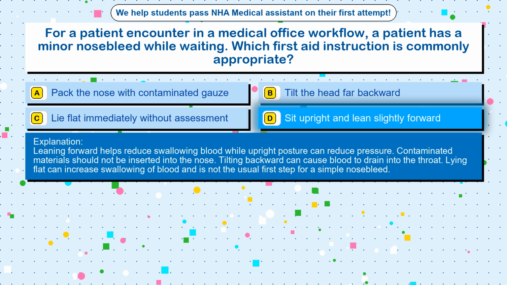Leaning forward helps reduce swallowing blood while upright posture can reduce pressure. Contaminated materials should not be inserted into the nose. Tilting backward can cause blood to drain into the throat. Lying flat can increase swallowing of blood and is not the usual first step for a simple nosebleed.